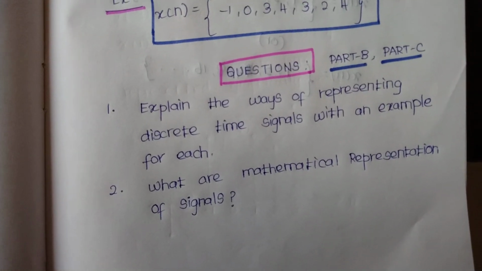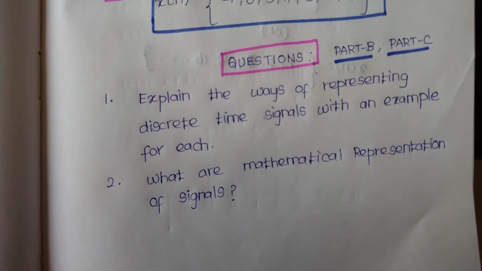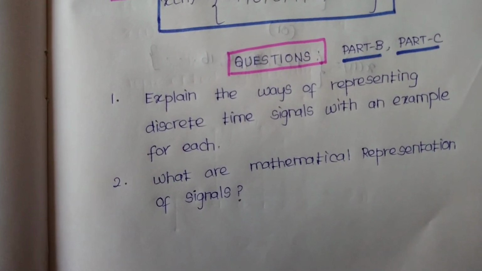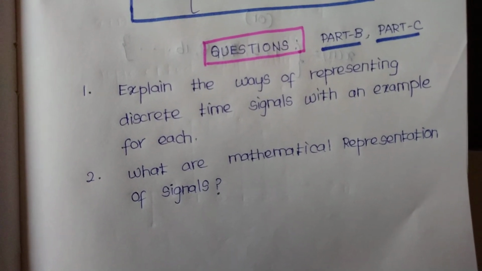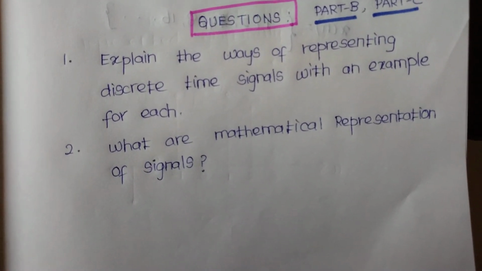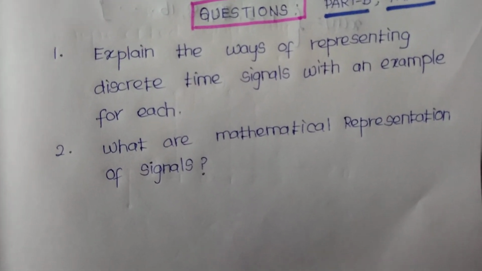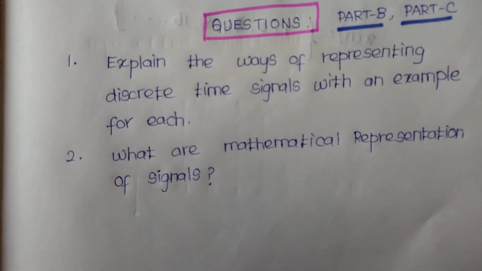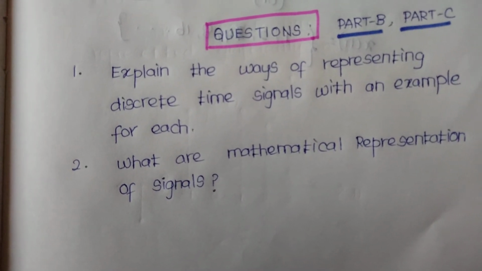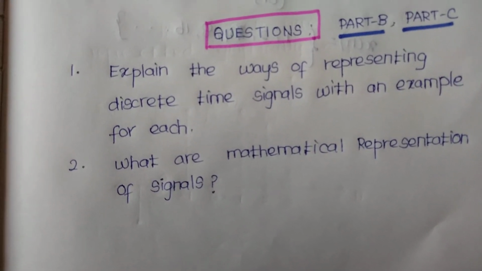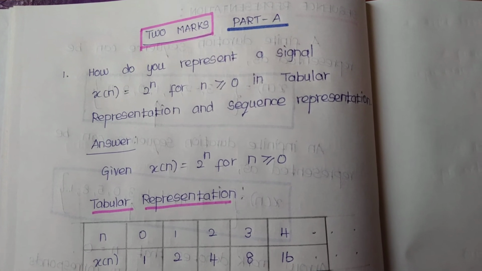Let me discuss the part B and part C questions regarding this topic. The first question that will be asked is, explain the ways of representing discrete time signals with an example, or they will ask you what are the mathematical representations of signals. So this is about the part A question.